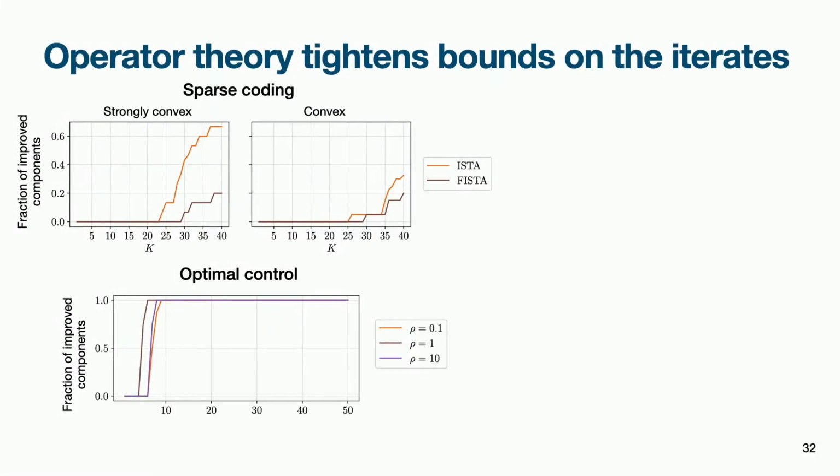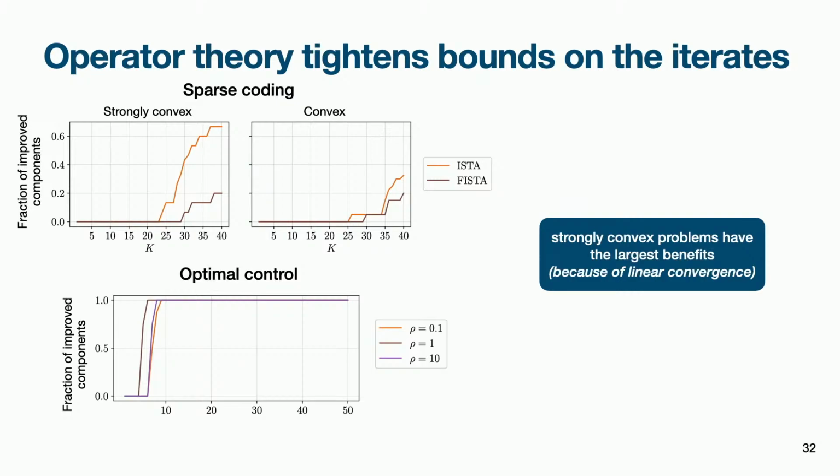A similar thing happens for the optimal control problem, actually much earlier, within 10 iterations. So again, if you have a strongly convex problem, the largest benefits in terms of bound tightening based on operator theory are visible in these cases. Okay, so it's important, again, to use as much as possible the known results about this algorithm in order to accelerate the solution of the mixed integer linear program.